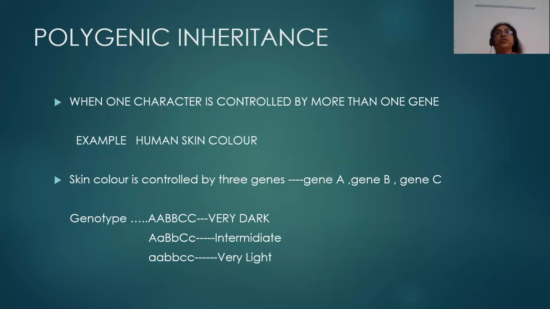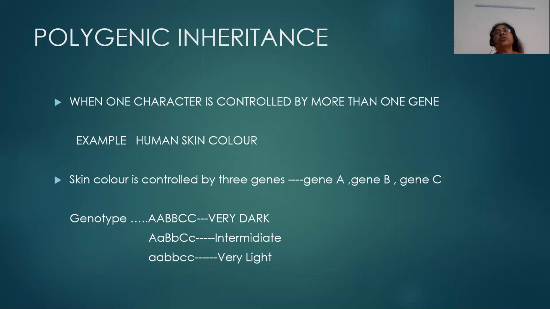Today, the last topic of this video is polygenic inheritance. Children, what was pleiotropy? Pleiotropy was one gene controlling more than one phenotypic character. And polygenic inheritance is when one character is controlled by more than one gene. And a good example of it is human skin color. The skin color of humans is controlled by 3 genes: gene A, gene B, gene C. 3 genes together control the human skin color, and the skin color is the combination of these 3 genes.